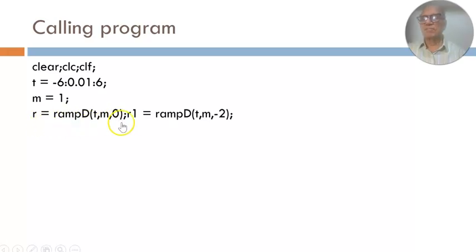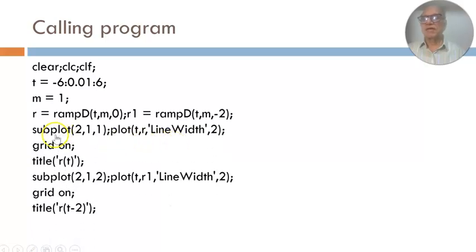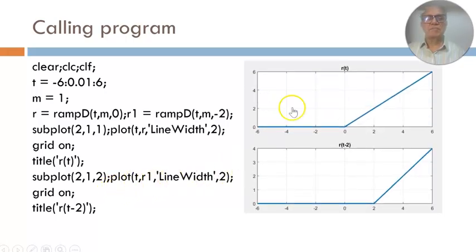So that is your R. And then R1 is ramp D, T, M, and then -2. So we are going to delay R by 2 seconds and then plot both the waveforms in order to see how the function works. So that is standard. Now 2 plots, so subplot 2, 1, 1, plot T, R first, line width, etc. And then you plot T, R1. So when you do this, this is what you get, this is what you expect.